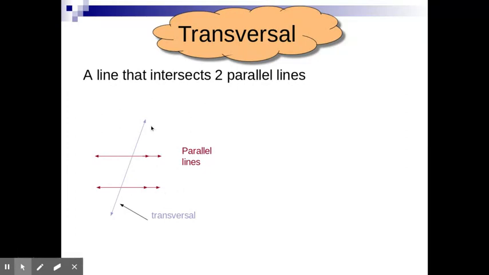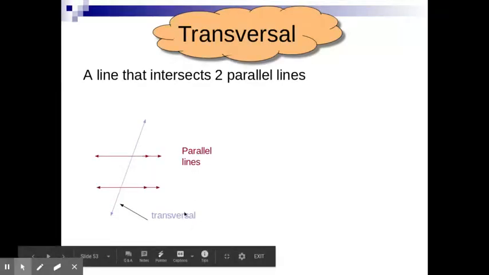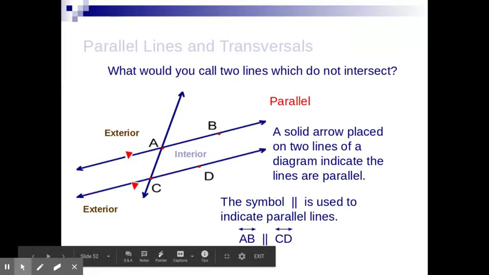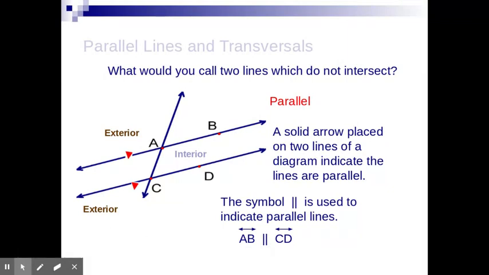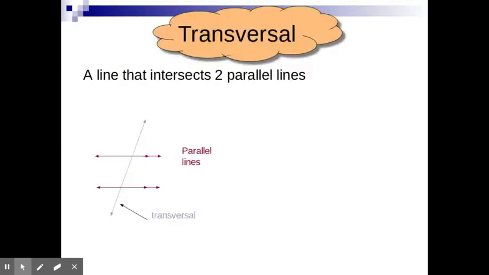Two lines that never intersect are parallel lines. And then if you have another line, a third line that goes across both of them, that is called a transversal. And if we go back, if you wanted to take a picture of this slide, you could do that. Or if you needed to pause the video to draw the diagram, write those things down, you could do that. All right.